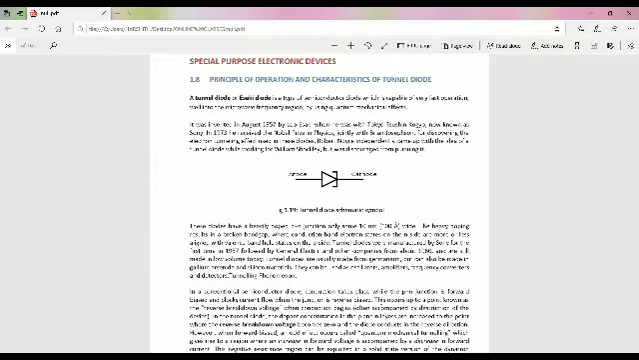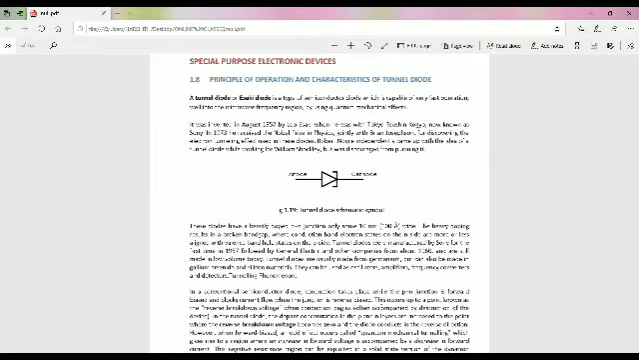Suppose we consider the normal PN junction diode, the impurity concentration is about 1 in 10 to the power of 8. That much doping has a depletion layer width of 5 microns, that is 5 into 10 power minus 4 centimeters. These characteristics belong to the normal PN junction diode.